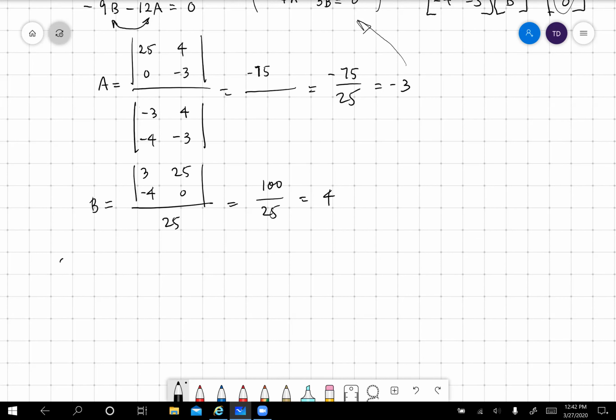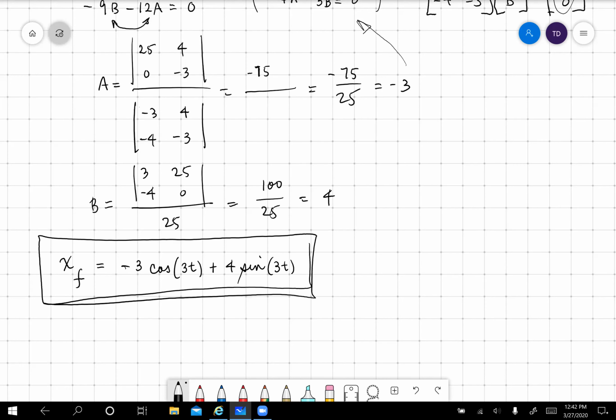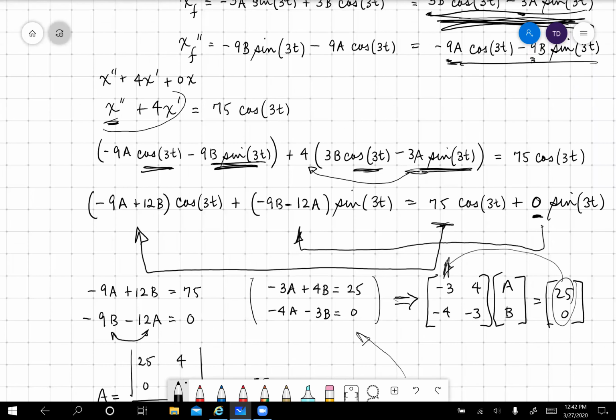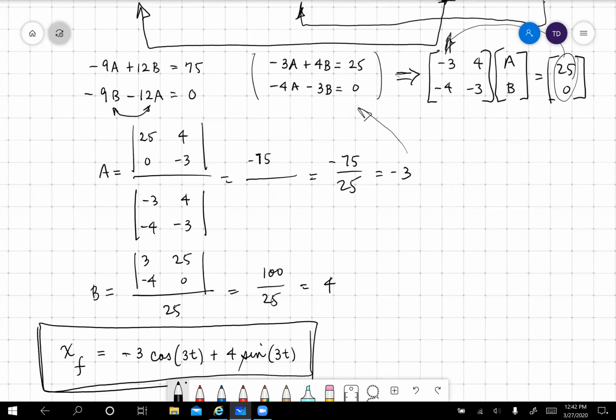So we use those values. We plug them in. X sub f is equal to. So this is my a value. A is the one that multiplied, what did we say? The cosine, correct? So minus 3 cosine of 3t plus 4 times sine of 3t. And I guarantee you, if you take this and you plug that into that differential equation, way back here, put it in there, you will get 75 cosine of 3t. That's what will happen.